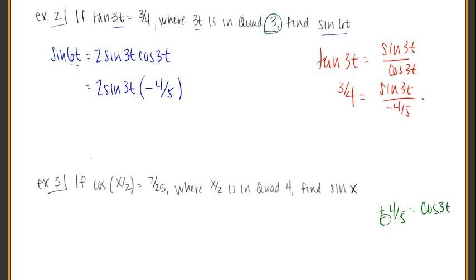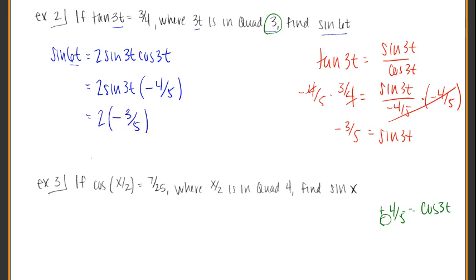So let's just multiply both sides by a negative 4/5, so we can clear that out of that bottom. Knock those off. So sine of 3t is just a negative 3/5. Simple as that. So now we have 2 times a negative 3/5 times a negative 4/5. Multiply all this together. Positive, negative, negative is positive.